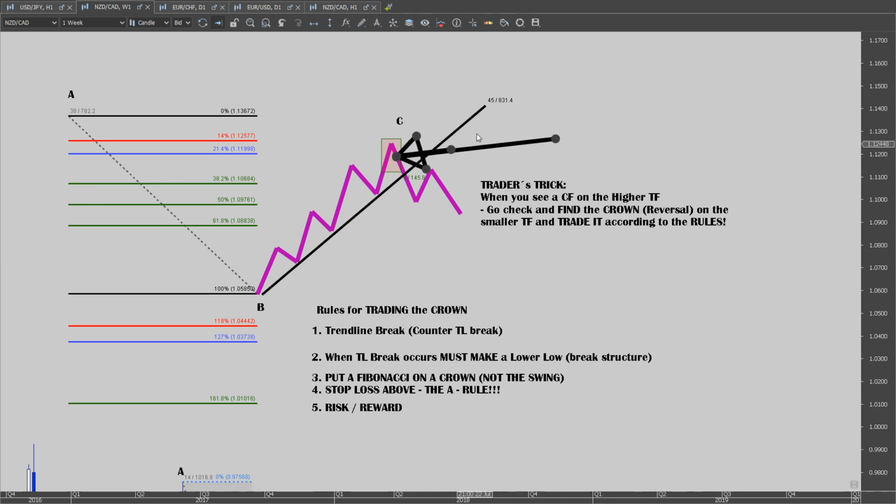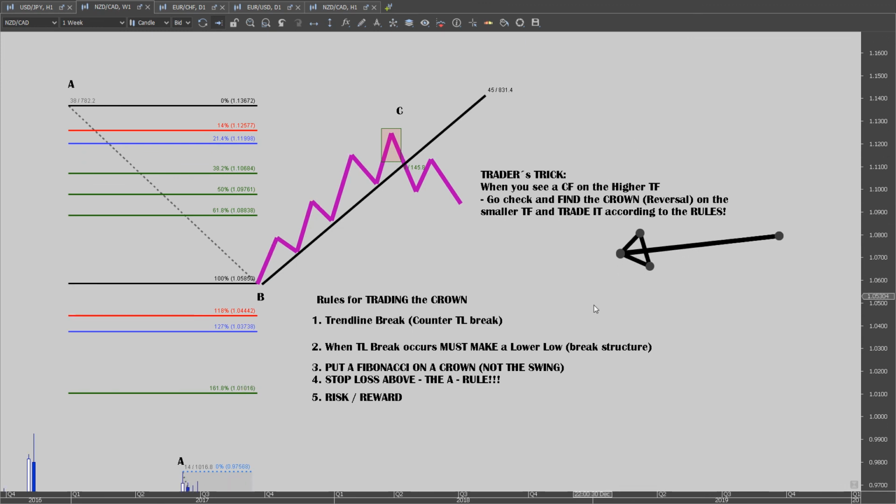When you see a candlestick formation on the higher time frame, go check and find a crown or a crown reversal on the smaller time frame and trade it according to the rules, right? Maybe I don't have enough money, everybody, in my account to trade the daily Fibonacci, right? But I have enough risk capital in my account to trade the 2 hour chart, the 1 hour chart. So if you are going to use crowns, this is going to help you, you know. So you are going to enter from the 1 hour, 2 hour chart, and you are going to trade the daily if you want. And again, you can reject what we are teaching you, you can accept, no problem.